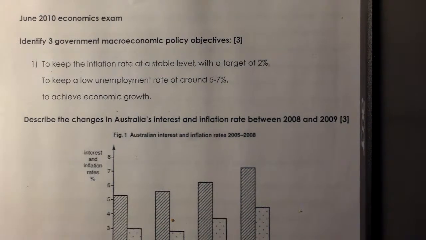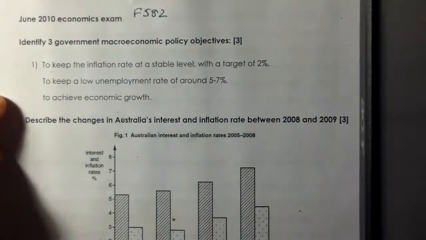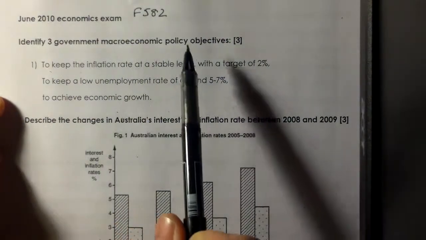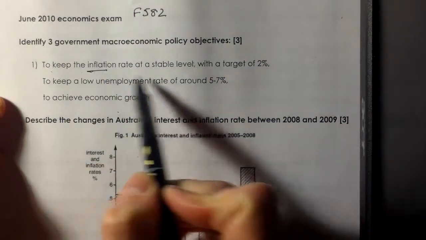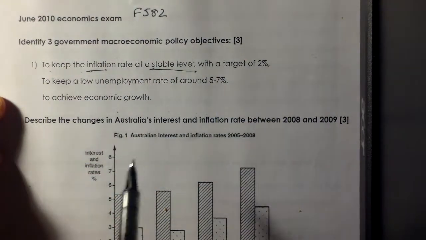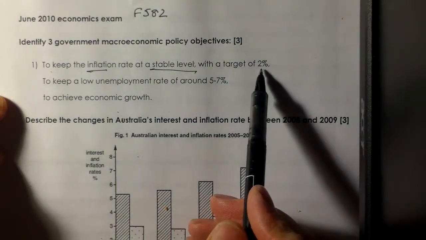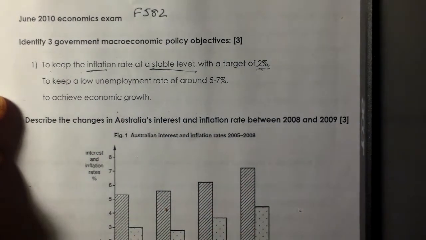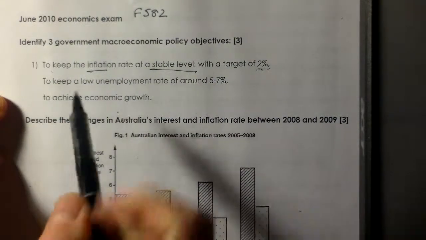Okay, so this is a run through of a June 2010 F582 paper. The first question is: identify 3 government macroeconomic policy objectives. It's worth 3 marks. We've got inflation being stable, or price stability is another way of saying that, with a target of 2%. That applies to the UK. The key information that would be looked for is inflation at a stable level.